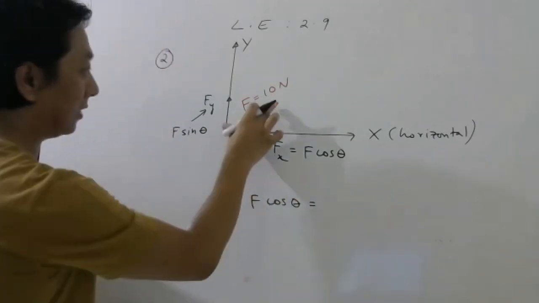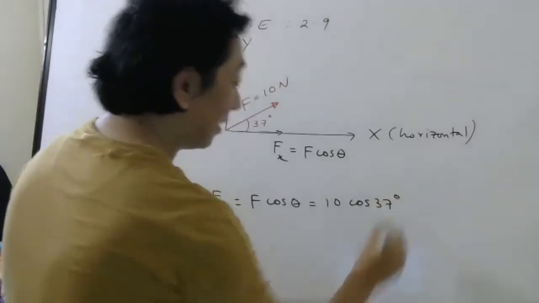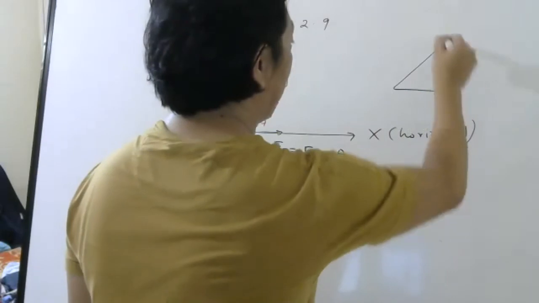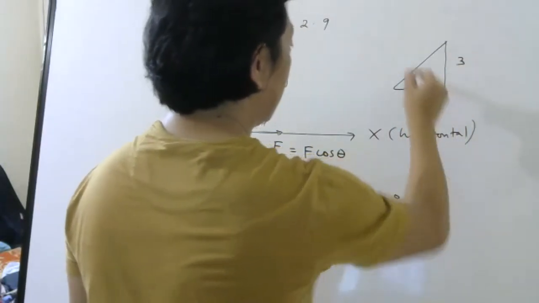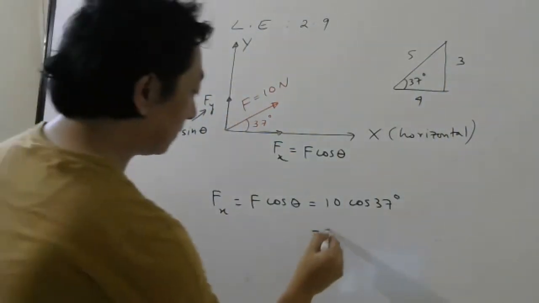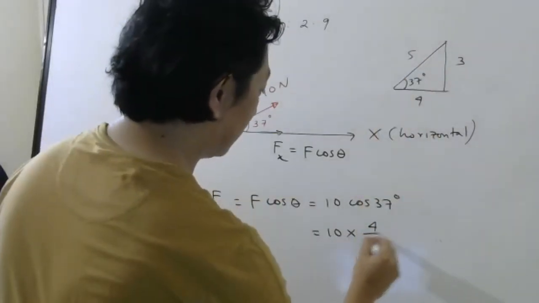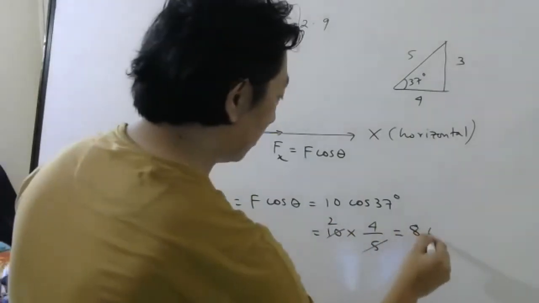So x component will be F cos theta. F is the magnitude, which is 10, cos 37. Now students, whenever you see 37 and 53, you should be very happy. 37 means this will be 3, this is 4, this is 5. So what will be cos 37? Cos 37, 4 by 5. Adjacent by hypotenuse. 5 2s are 10, 8 Newton.